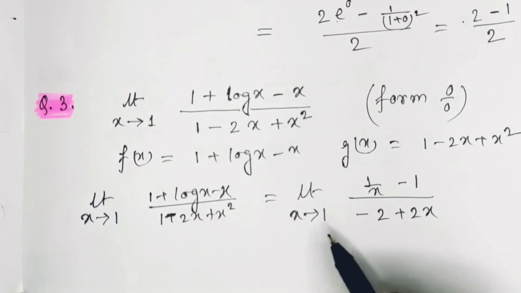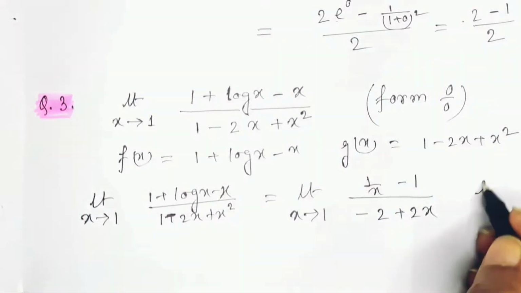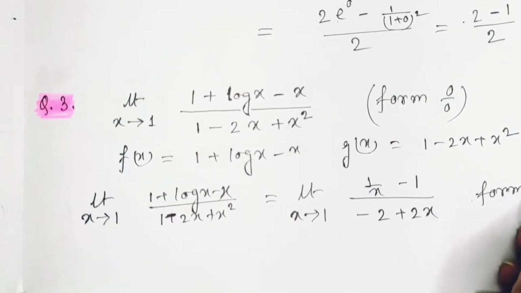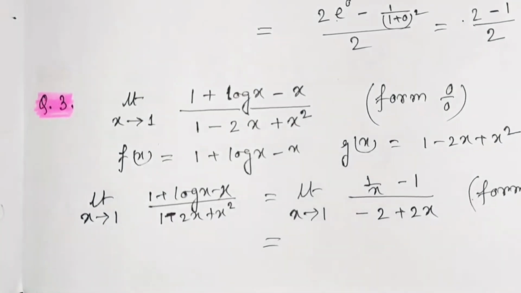Now if we substitute x equals 1, then we shall find it is 0 by 0. So this is again in the form of 0 by 0. That means we repeat our process again.